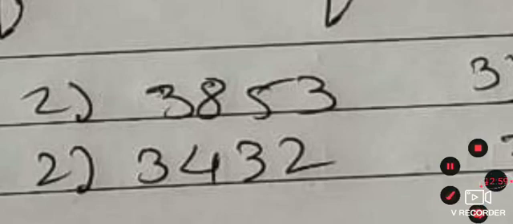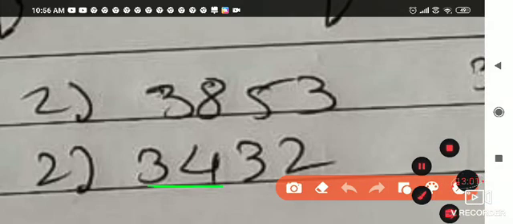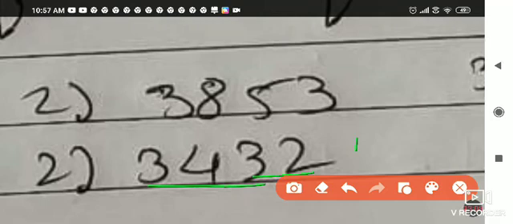Next number, 3432. So 3 plus 4 is 7. 7 plus 3 is 10, and 10 plus 2 is 12. 3 fours are 12, which means 12 is divisible by 3. That's why this number is also divisible by 3.